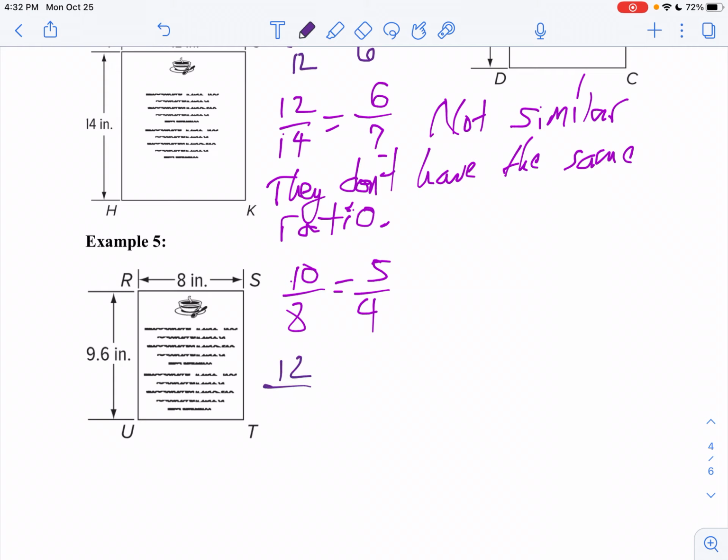12 to 9.6. Well, I think what you want to do is you want to get rid of the decimal. So we're going to multiply the numerator and denominator by 10, so you don't have a decimal. So that'll be 120 to 96. Well, then, if I take a look at that, what goes into both 120 and 96?